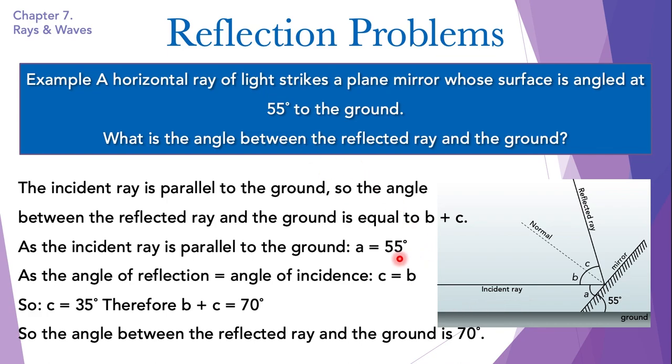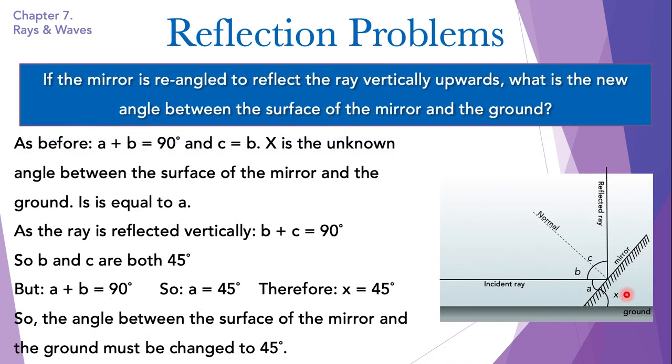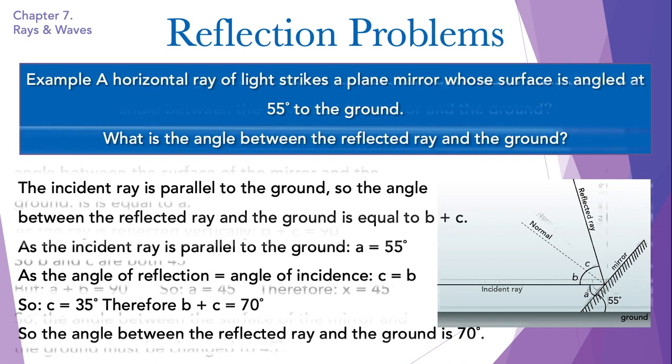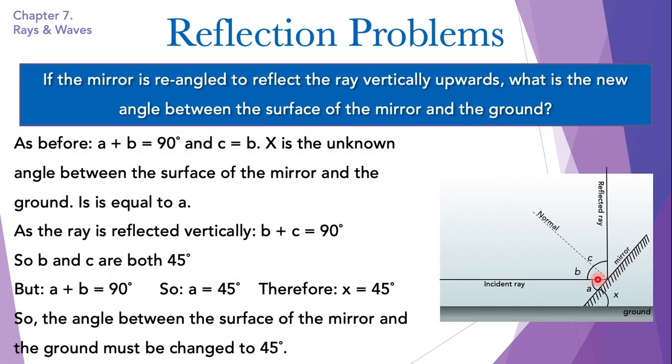Now this was one example, one question. Let's move ahead to another question of the same example here. The mirror is re-angled to reflect the ray vertically upwards. Before it was something like this, but now the mirror is re-angled, so the reflected ray is vertically upwards. Now they're asking what is the new angle between the surface of the mirror and the ground.